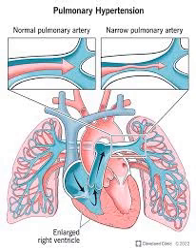Group 3. Pulmonary hypertension due to lung diseases and/or hypoxia, associated with chronic lung conditions like COPD or sleep apnea. Group 4. Chronic thromboembolic pulmonary hypertension (CTEPH), caused by blood clots that block pulmonary arteries. Group 5. Pulmonary hypertension with unclear multifactorial mechanisms.